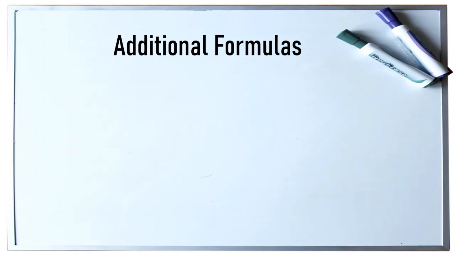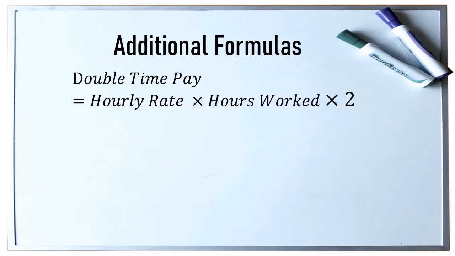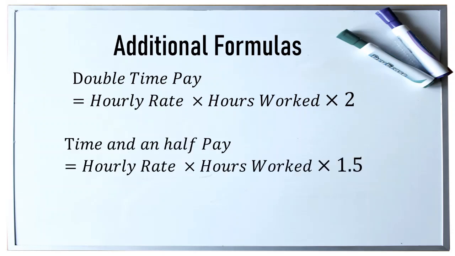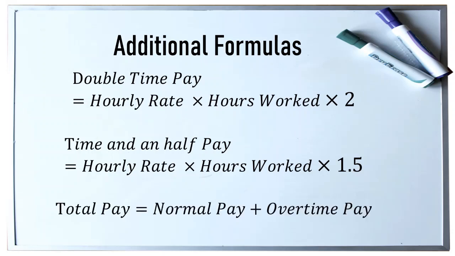We're going to need some additional formulas. Double time pay is equal to the hourly rate times the hours worked multiplied by 2. Time and a half is the hourly rate times the hours worked times 1.5. The total pay is going to be our normal pay plus any overtime accumulated.